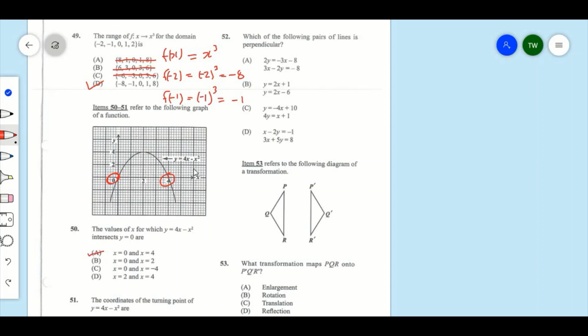You can solve this algebraically, but that will take a lot of time, where you could just equate 4x minus x squared equals 0 and then solve it, factorize it, and then you will get the same answer.